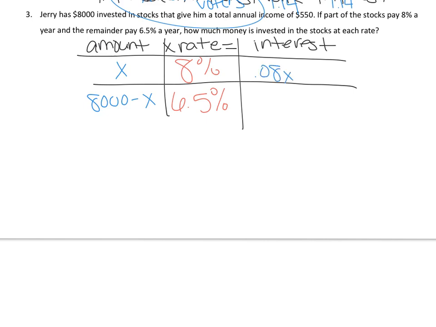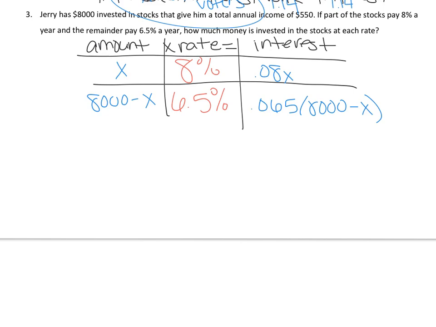Okay, now this is the tricky one. This one that gets everybody. What's 6.5% as a decimal? 0.065, right? You have to move that decimal 2 times. So we're going to have 0.065 times 8,000 minus x. Okay, now, last thing, thinking back to the charts, it's been a while, usually you're going to do one of two things once you have your chart filled out to write your equation. You are either going to set these equal to each other or add them together and set them equal to a total.